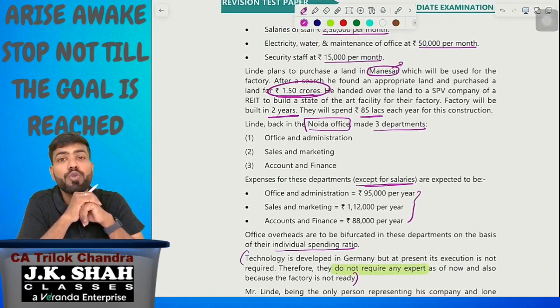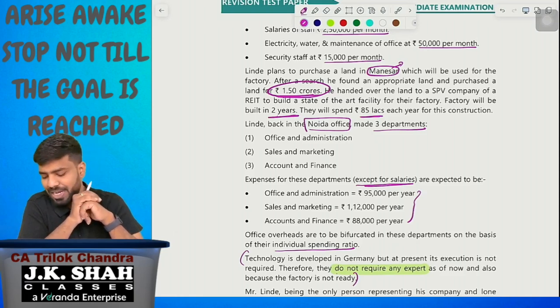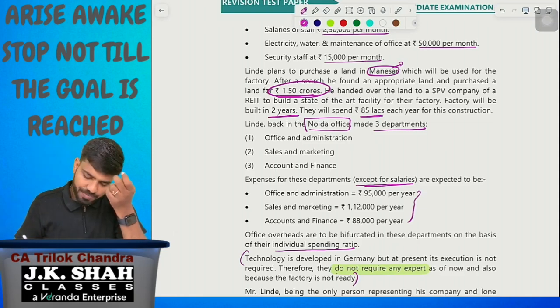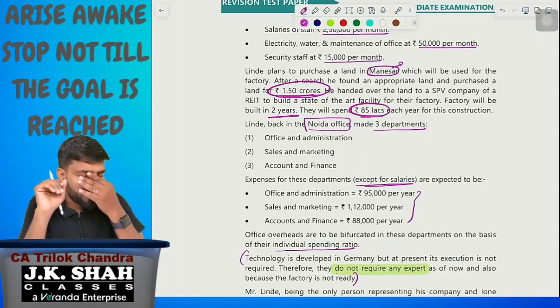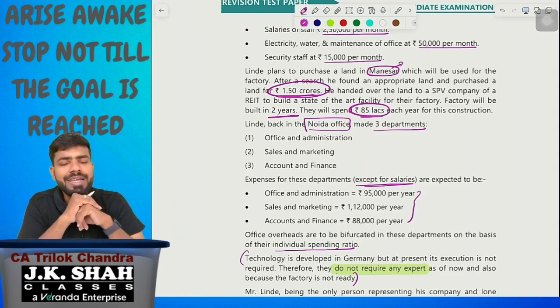The builder has given the quotation that it will take 2 years, and every year we have to spend 85 lakhs. So he agreed for that 85 lakhs, and he gave the contract. And then after doing this, the Lindy is thinking.